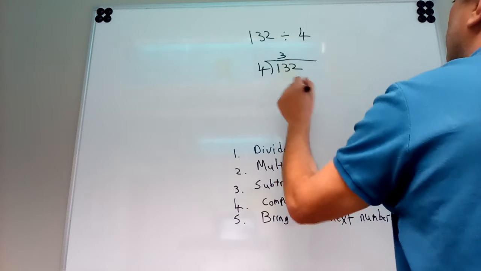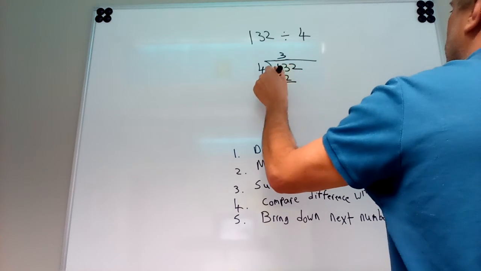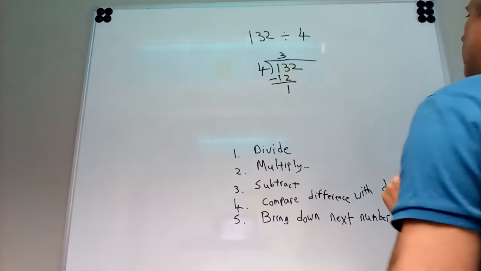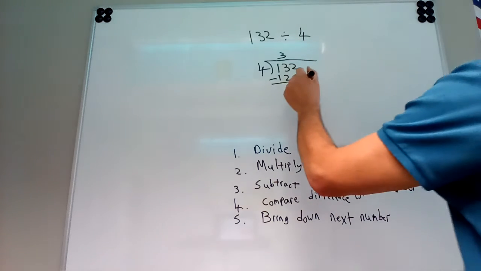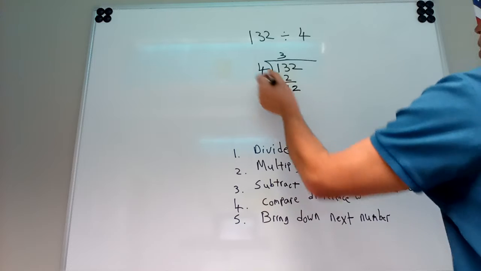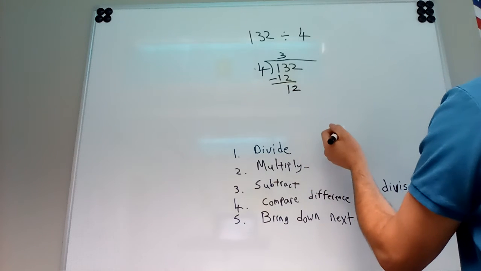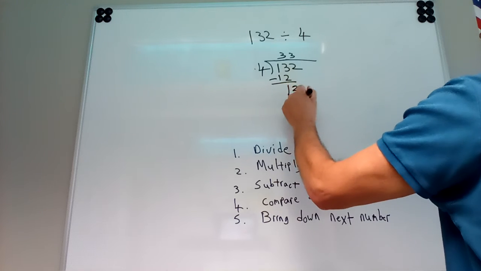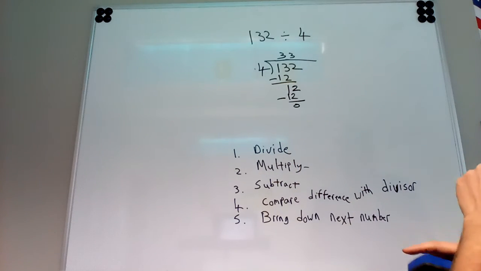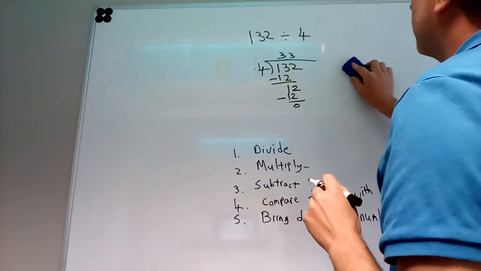All right, so 3 times 4 is 12. We subtract, we get 1. Okay? Now we've got a number to bring down, so we can bring that number down. That's going to be a 2. 4 will go into 12. How many times? Well, 3 times. So 3 times 4 is 12. And we'll subtract 0. We don't have a remainder this time. Okay? But that's that problem.